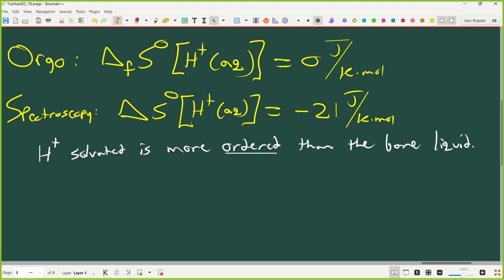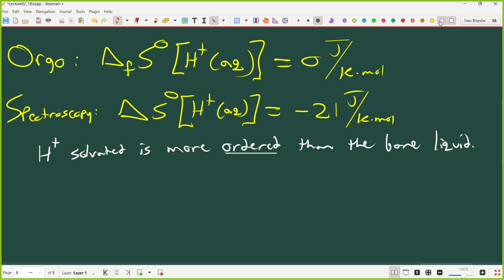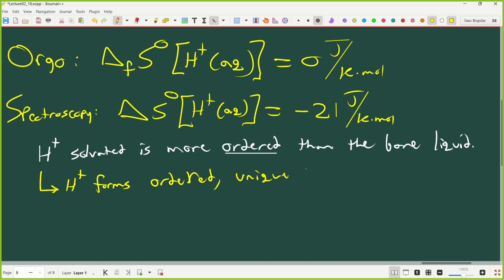And why is that? Very strange, right? How does a liquid order itself around an H plus? That means there has to be some new structures that form in the liquid that have some defined structure, and that lowers the entropy. So this means that H plus forms ordered, unique structures in the water.